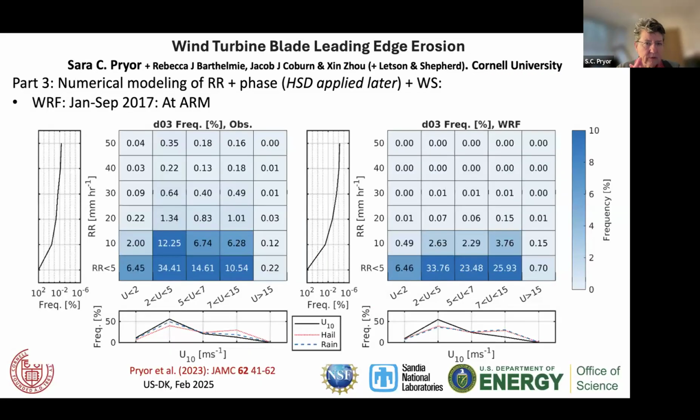So again, if we use the DOE ARM site for validation, we can say, well, we've got heat maps here, on the x-axis the wind speed in different classes, on the y-axis the rainfall rate. You can see here that rainfall rates around 5 to 15 millimeters per hour are relatively common in the observations and are undersampled, of course, in WRF, not least because of the spatial averaging.